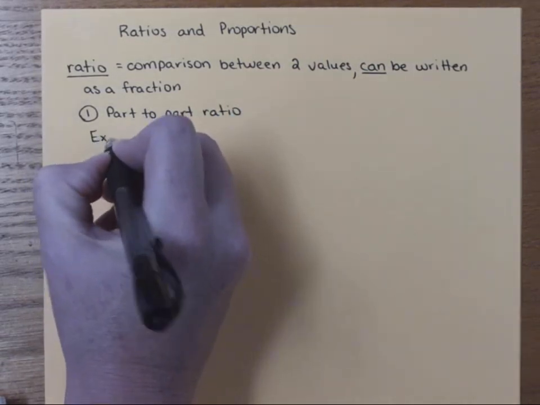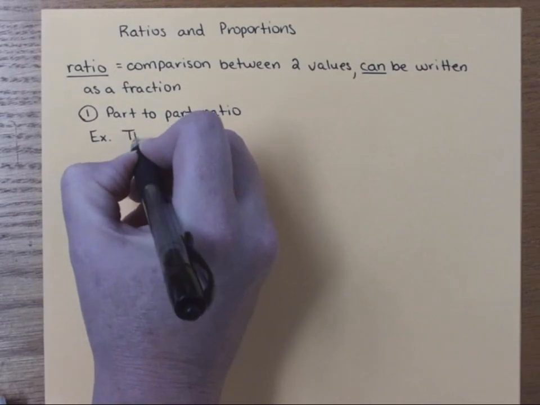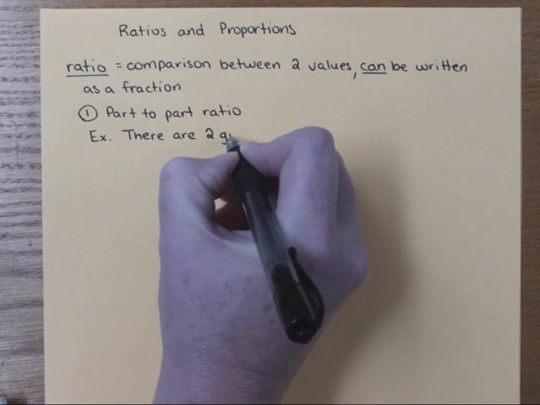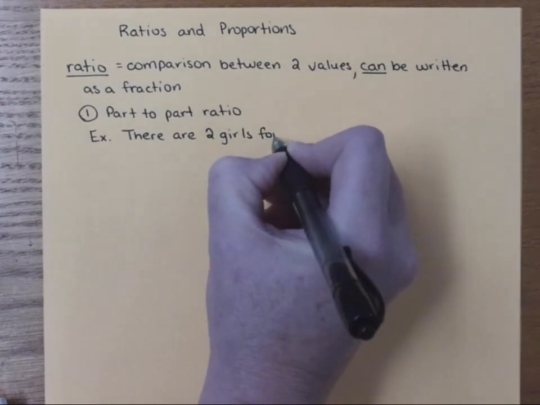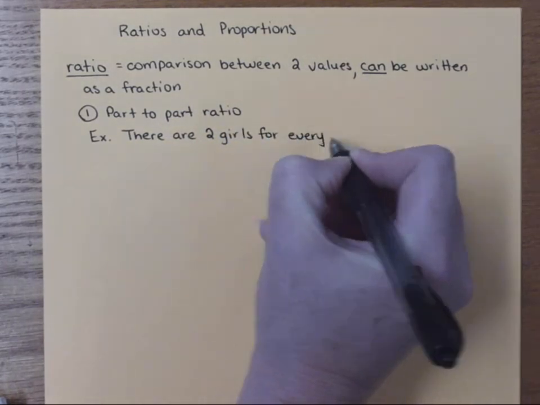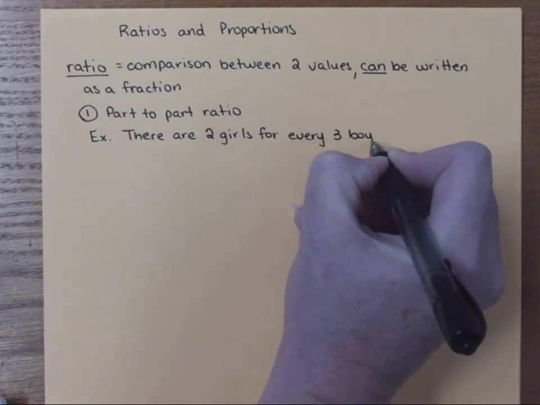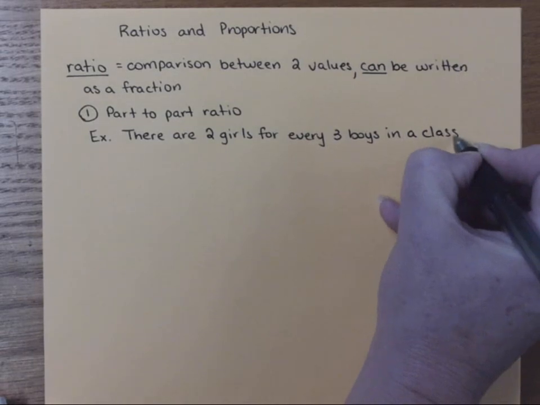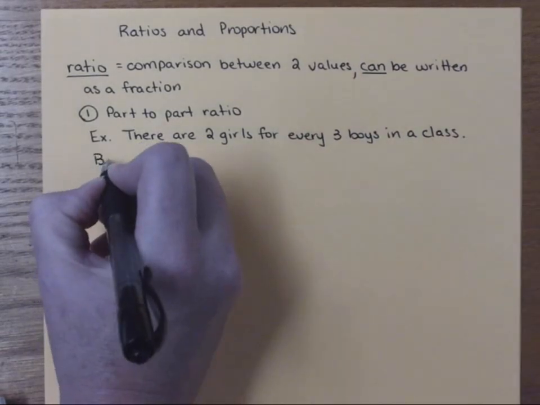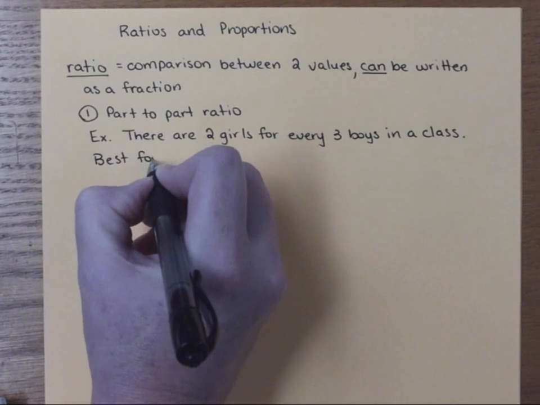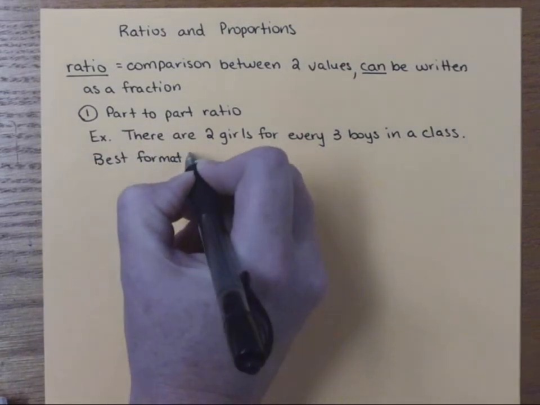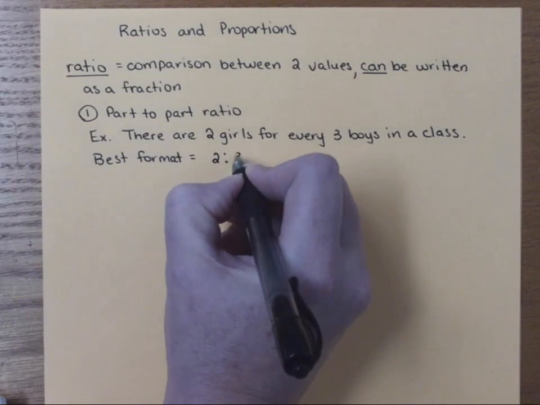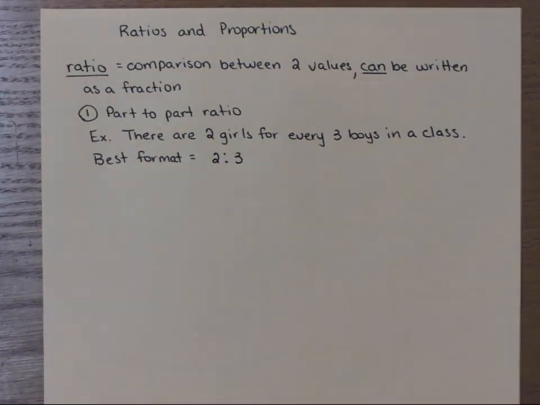An example of that might be there are 2 girls for every 3 boys in a class. When you have a part-to-part ratio, the best format is usually with a colon. So we would usually say that the best format would be 2 girls to 3 boys.